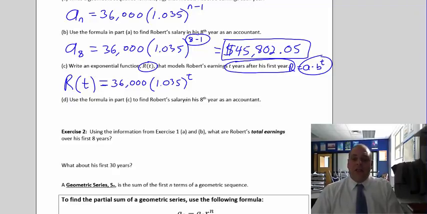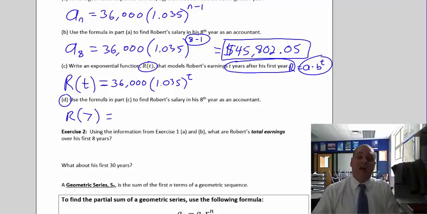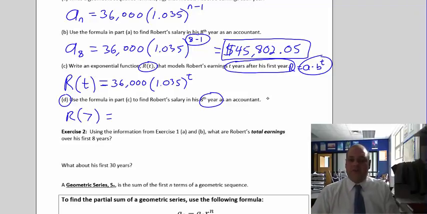Okay, so if we want to find, for example, his 8th year, which we want to do right here, we're going to say, all right, R of 7. And the reason we're going to go 7 is because it's T years after his first year. So his 8th year is 7 years after his first year. That's how you have to kind of think of it. All right, so it's basically 8 minus 1.